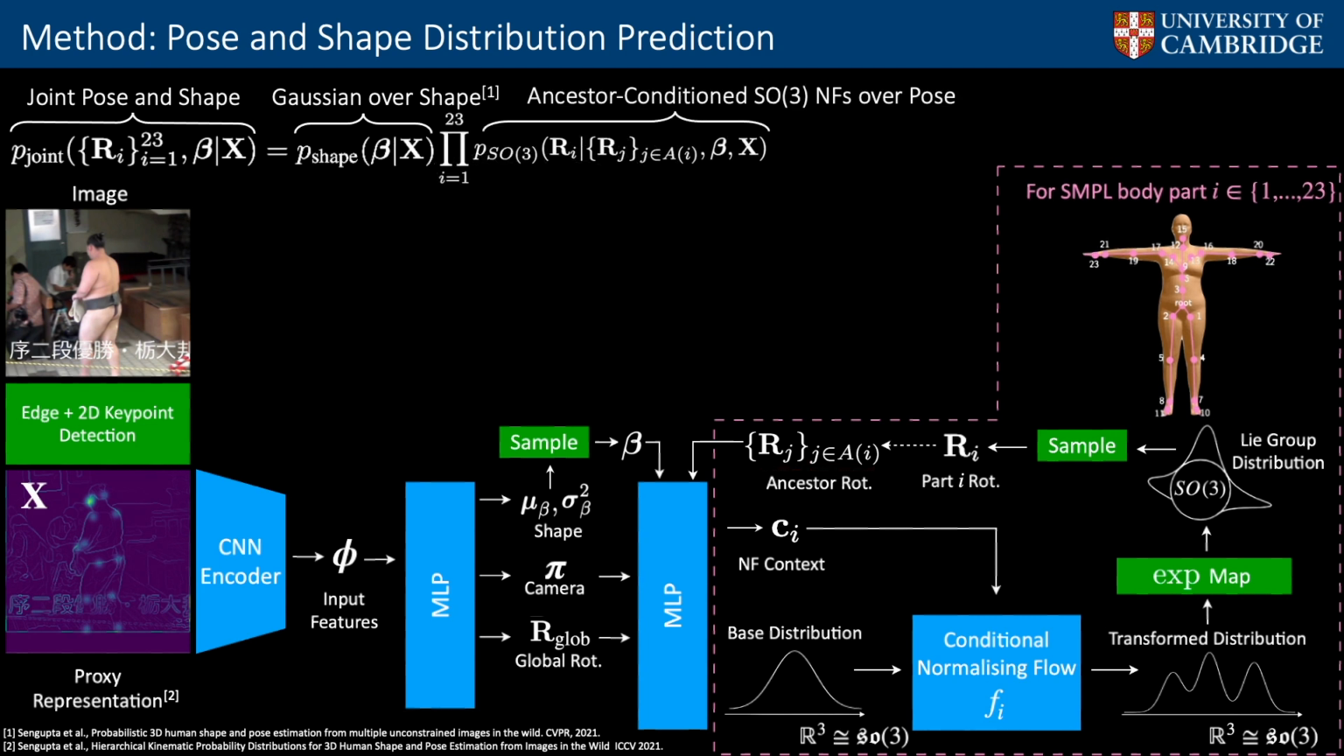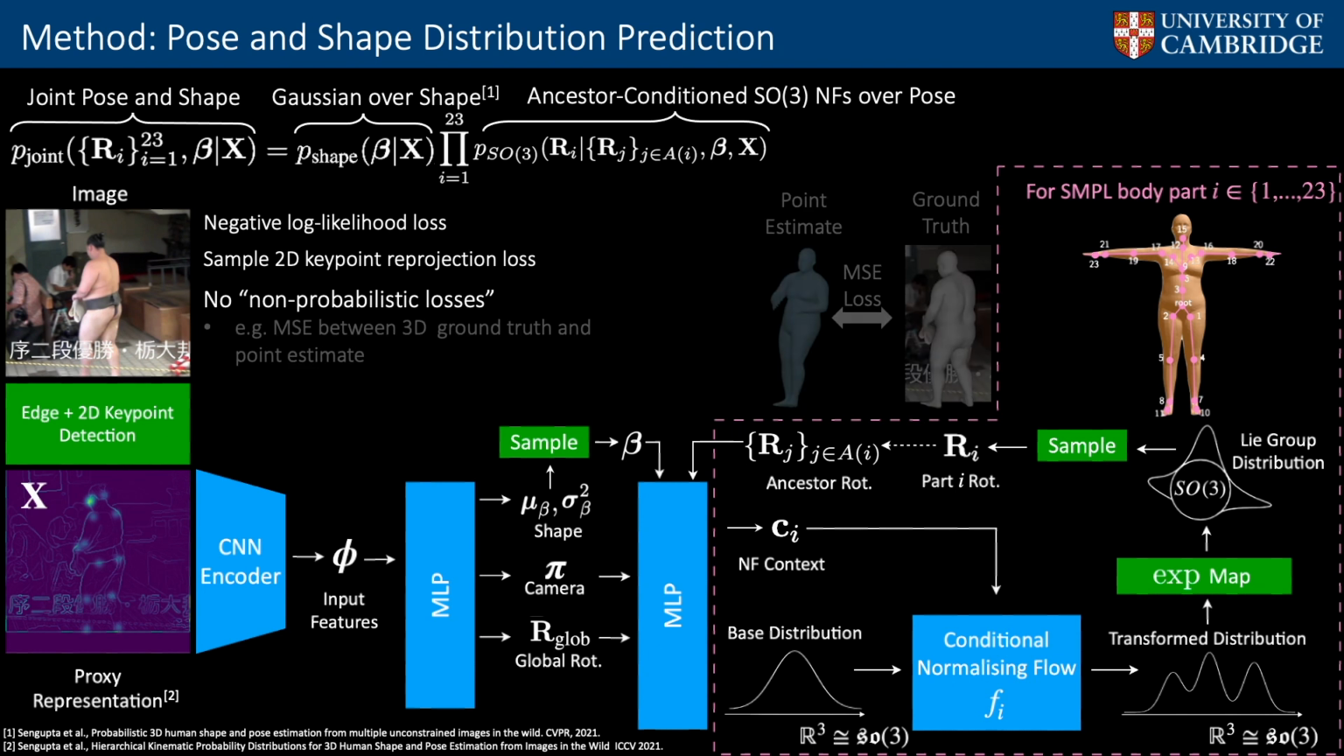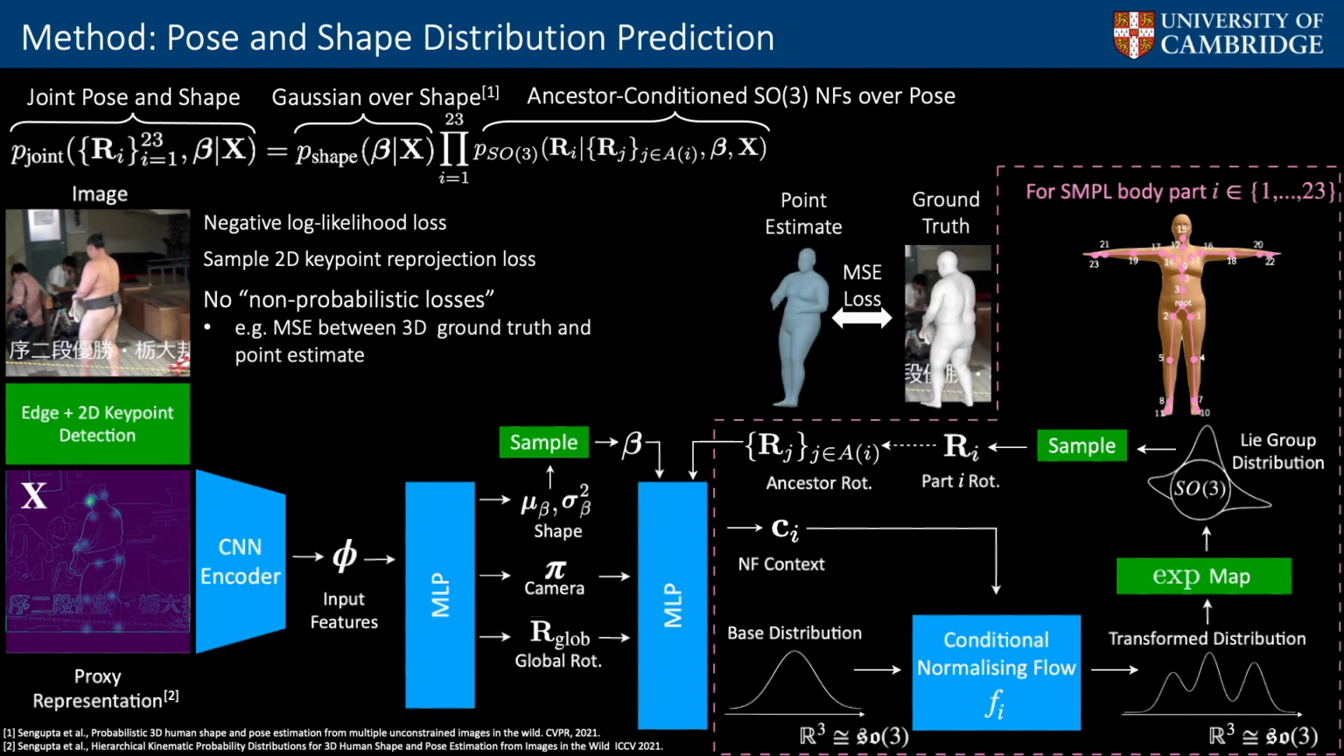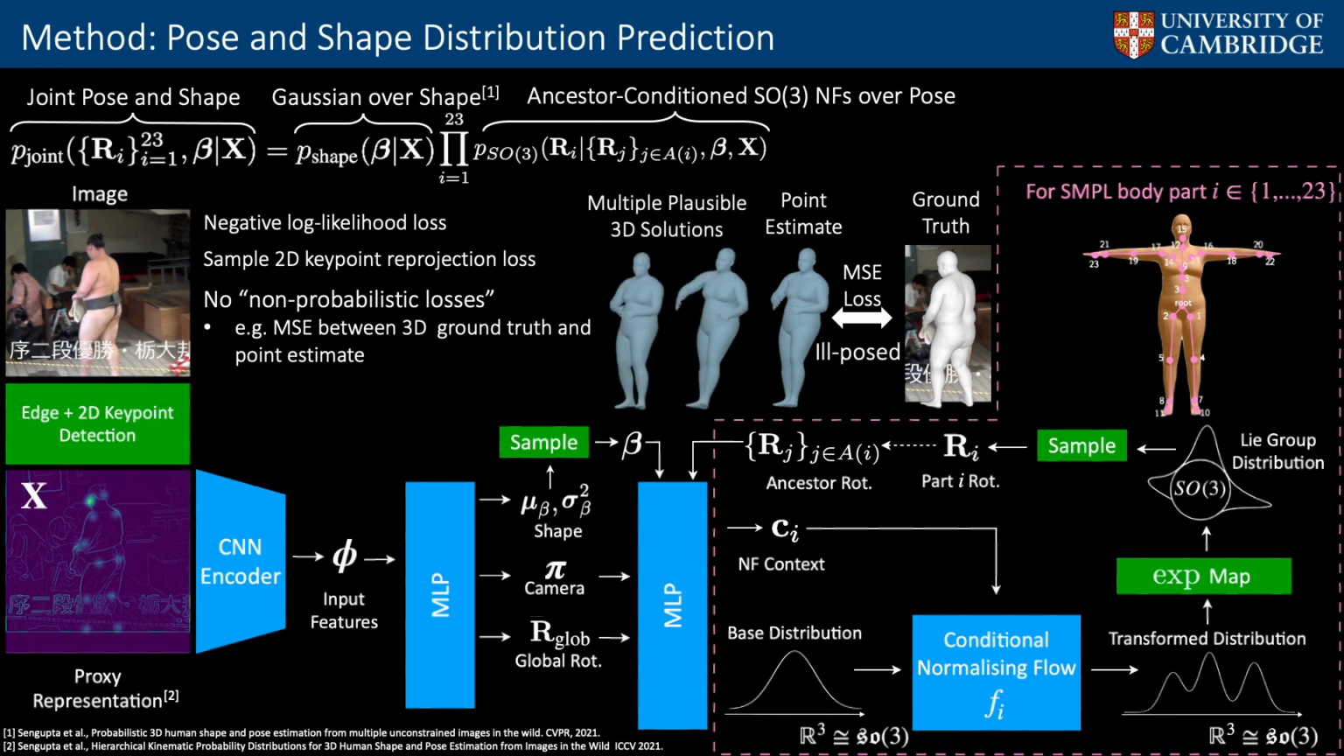We train our model using a negative log likelihood loss, as well as a 2D keypoint sample reprojection loss. We avoid using non-probabilistic losses, such as mean squared error between 3D ground truth and a point estimate prediction, since the ground truth is but one of many plausible 3D solutions. Applying this ill-posed loss reduced 3D sample diversity.